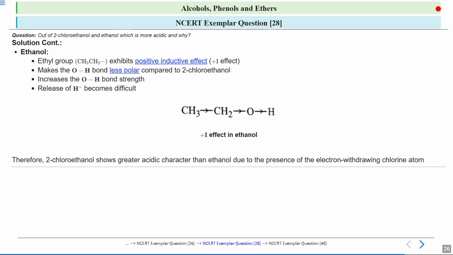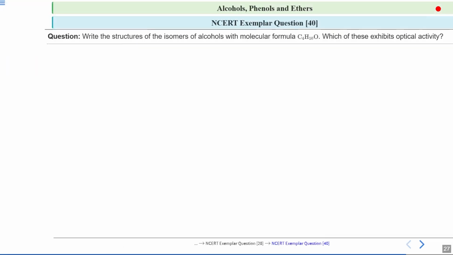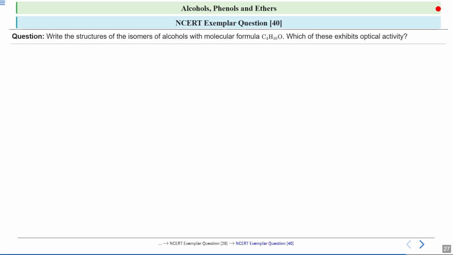So therefore 2-chloroethanol shows greater acidic character than ethanol because of the presence of an electron withdrawing chlorine atom. Now let us see the next question.